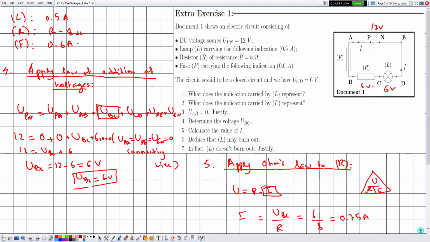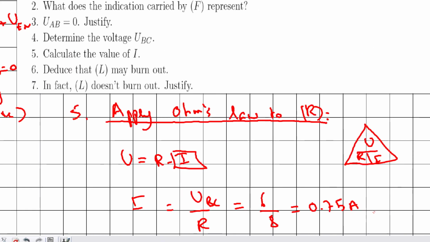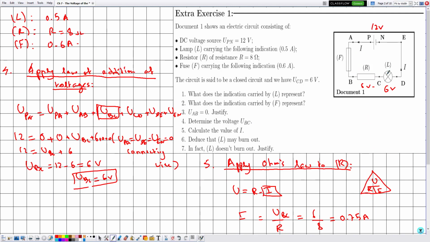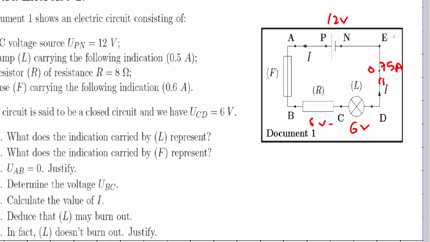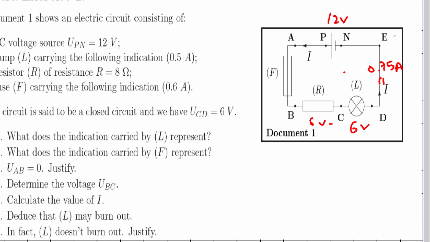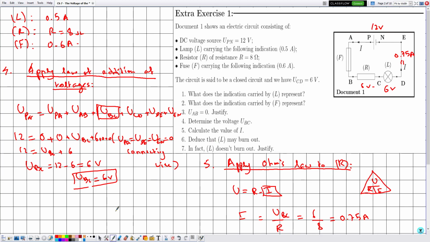Since everything is expressed in SI, the value of I will be in SI, which is amperes. And let's label the traversing current on the electric circuit. So this is given by 0.75 amperes. Notice that this circuit only consists of one branch, which is a main branch, and the value of the current on all terminals is given by 0.75 amperes. Let me make some space.